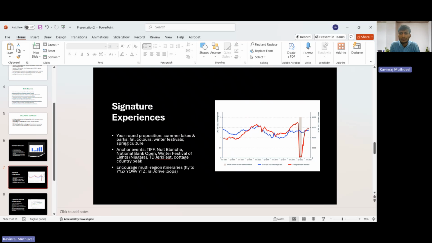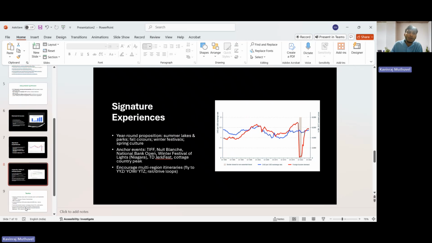The next one is the signature experiences. In this graph, it shows the CAD per USD exchange rate and foreign tourism demand. Year-round proposition: summer lakes and parks, fall colors, winter festival, spring culture. Anchor events include the Winter Festival of Lights, Niagara, and Cottage Country peak. These encourage multi-region itineraries, by flying to Toronto, Ottawa, or driving between Detroit in the US and Niagara and Toronto. We'll be able to give signature experiences and the best combo offers to all the visitors out there.